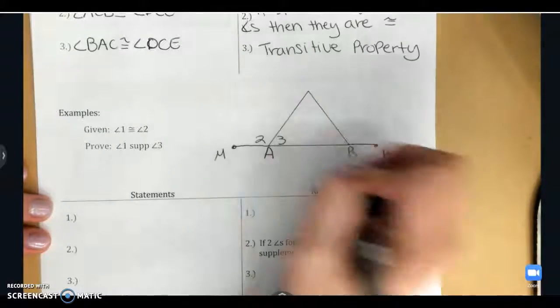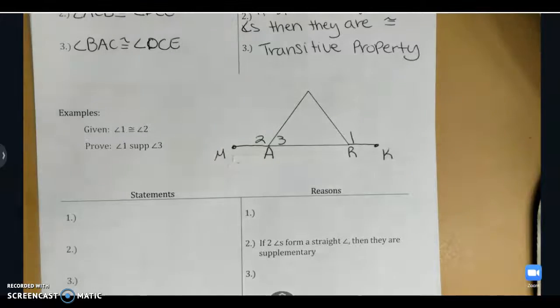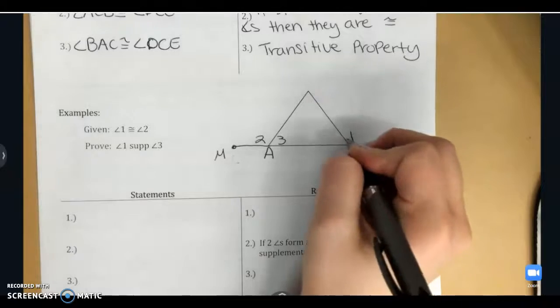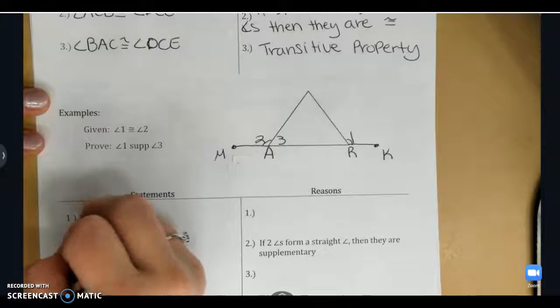Angle 2, angle 3, angle 1. So this is how it's supposed to look. That triangle and the line are supposed to be touching. So we're given that angle 1 is congruent to angle 2. Angle 1 is congruent to angle 2. So those are my givens.